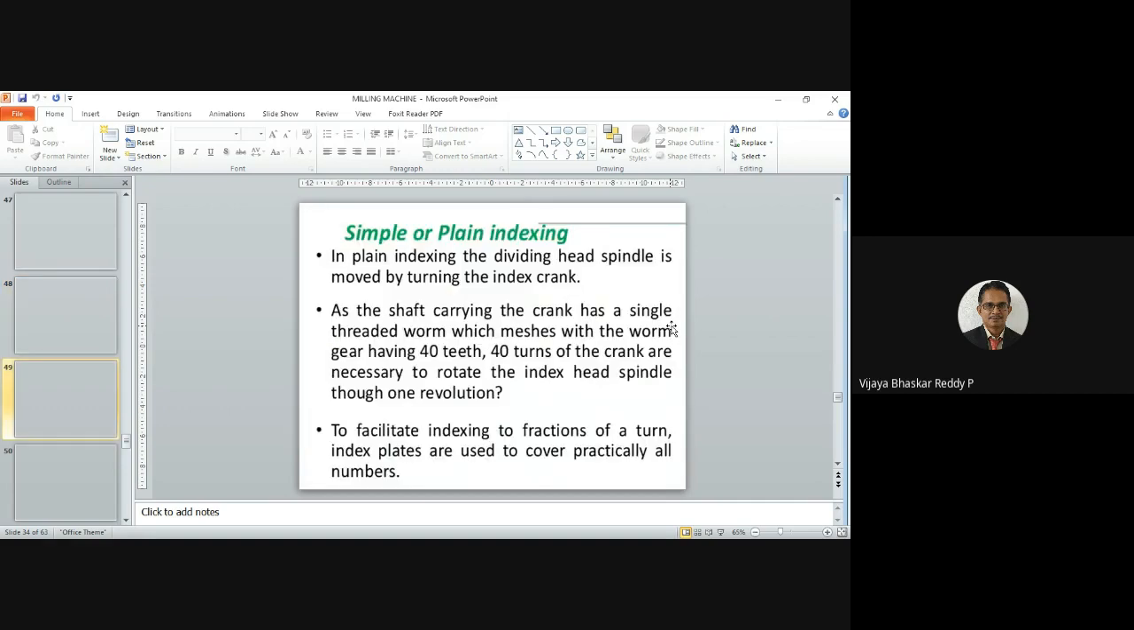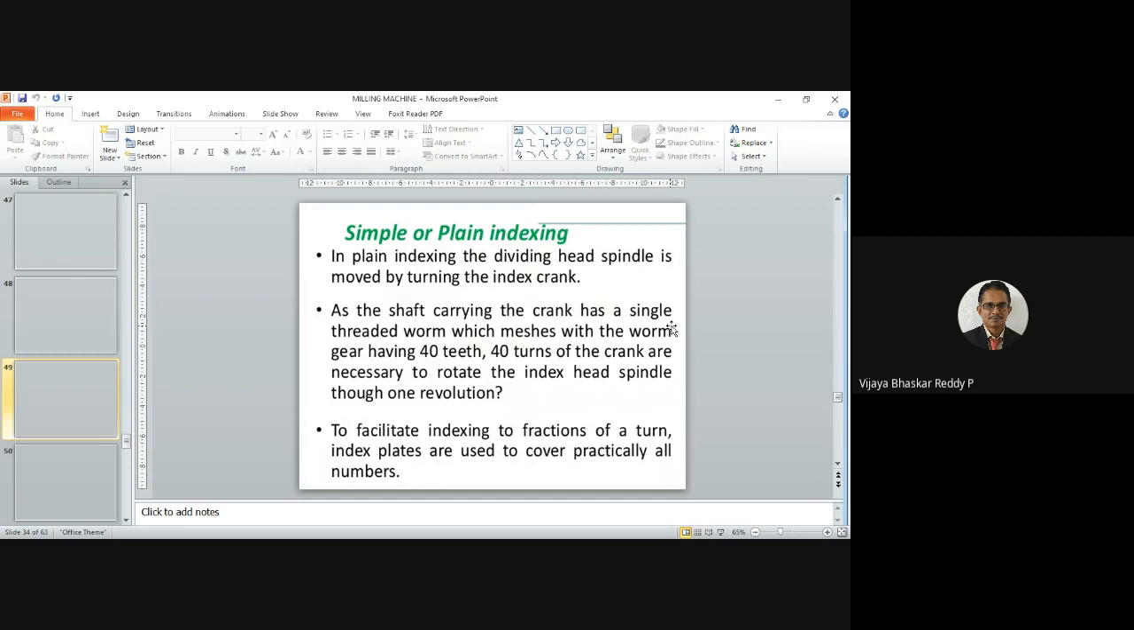The other method is the simple or plain indexing method. In some cases, suppose if a 24-hole plate is there and you want to obtain 7 parts, it is not possible using the direct indexing method. At that time we prefer another indexing mechanism, called simple or plain indexing. In plain indexing, the dividing head spindle is moved by turning the indexing crank.